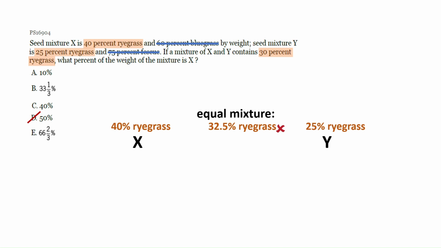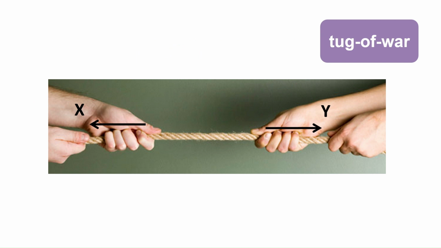Here's the strategy. I can think of this situation as a tug of war between X and Y. If there's more X than Y in the mixture, then the percentage of ryegrass will be pulled towards 40%. If there's more Y than X in the mixture, the percentage of ryegrass will be pulled more towards 25%.